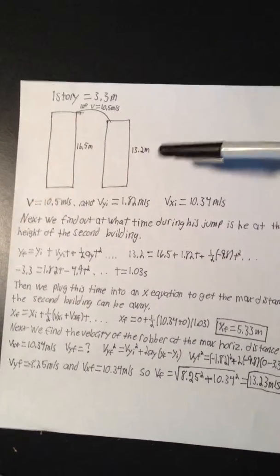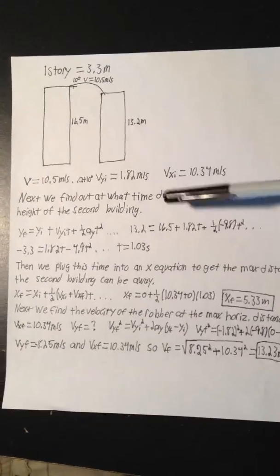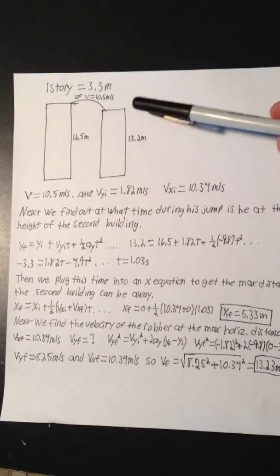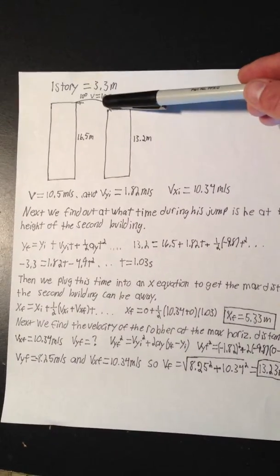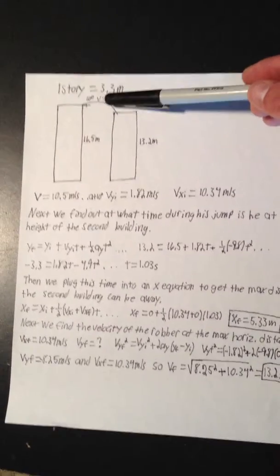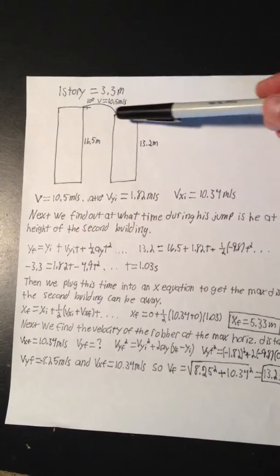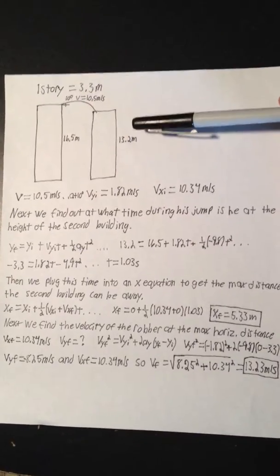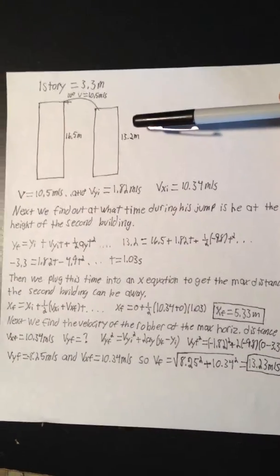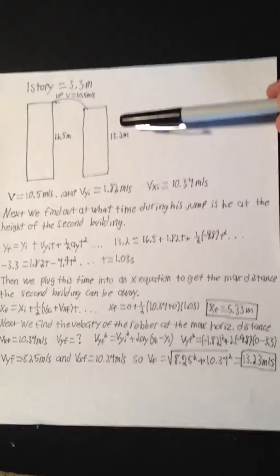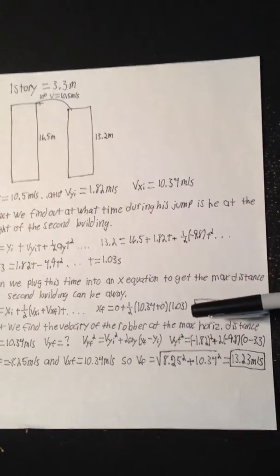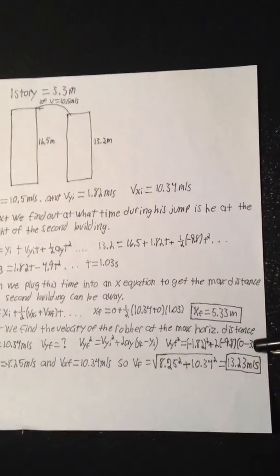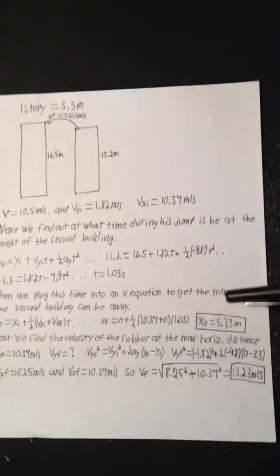Also, we know that when he gets to this point, the vertical distance between these two buildings is 16.5 minus 13.2, which gives us 3.3 meters. So 3.3 is what we'll use for our y initial in this equation, which is right here.